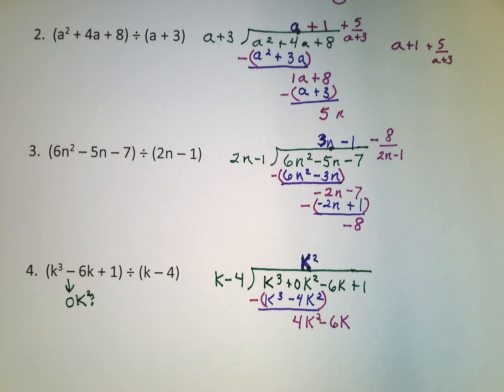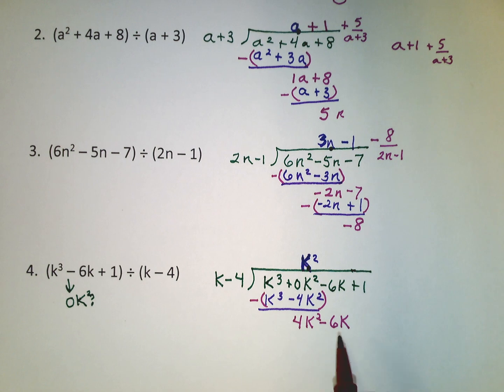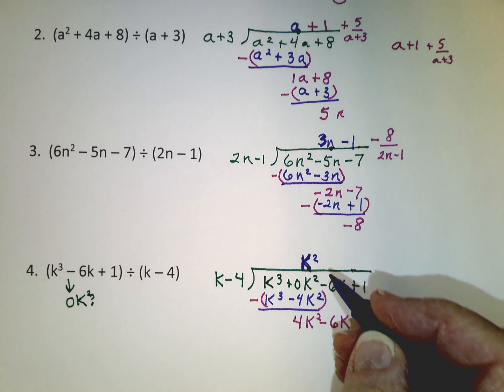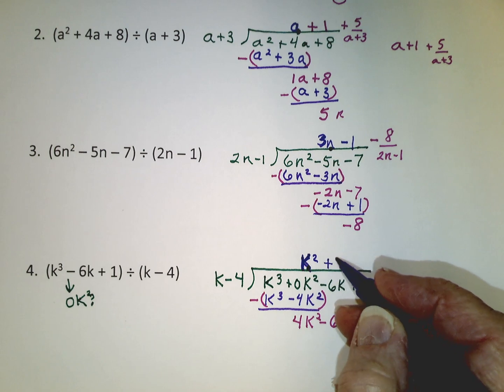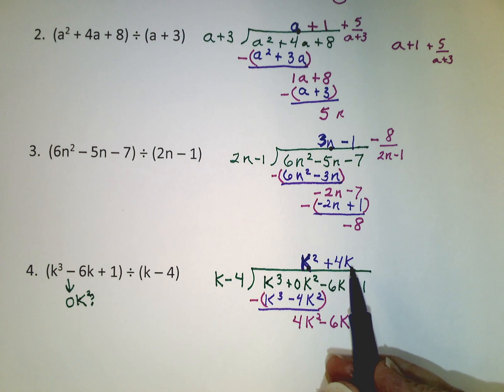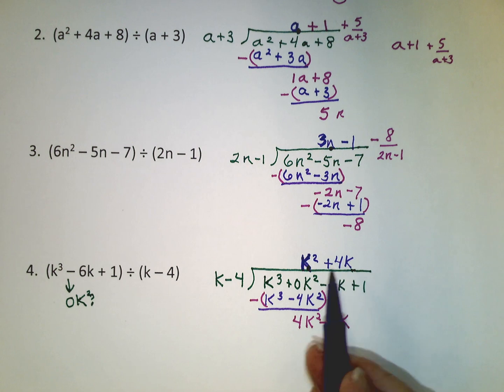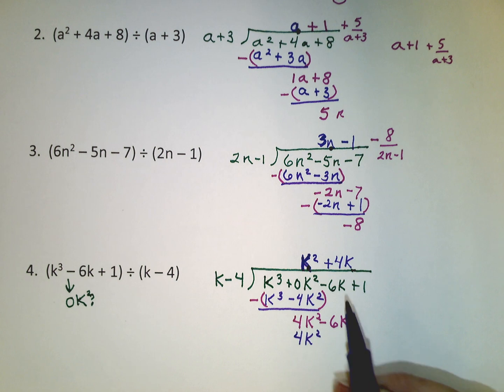And keep dividing. So what do you multiply times k to get 4k squared? Well, that would have to be a 4k. And it's a positive 4k we need. So I'm going to write plus 4k here. And then we multiply a positive 4k times the entire divisor. 4k times k, 4k to the second. 4k times negative 4, negative 16k.